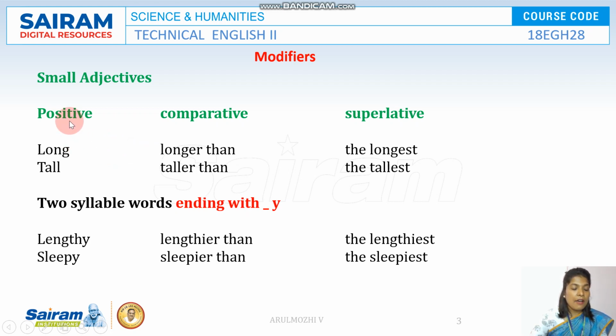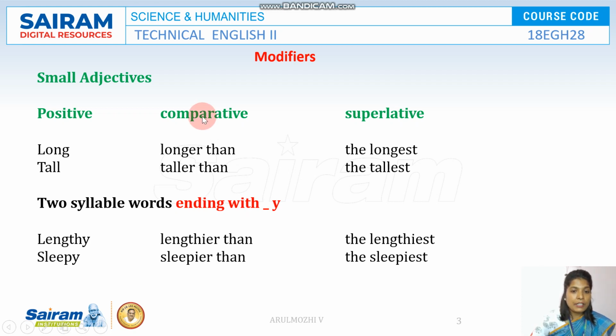We have positive degree, comparative degree, and superlative degree in adjectives. What is the positive degree? In positive degree, we merely describe how a noun is. Take for example, it is a big school. Here we are simply describing how the school is. The school is very big.